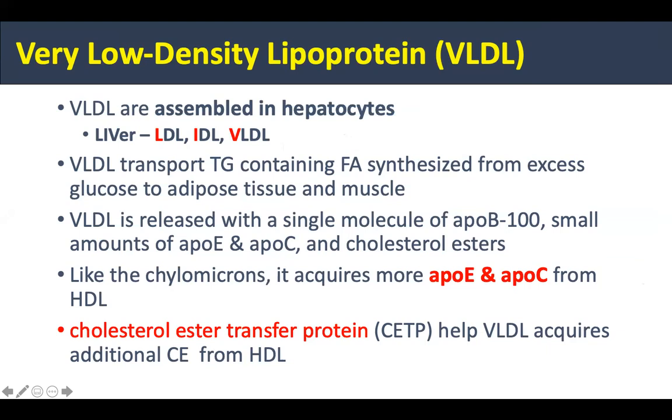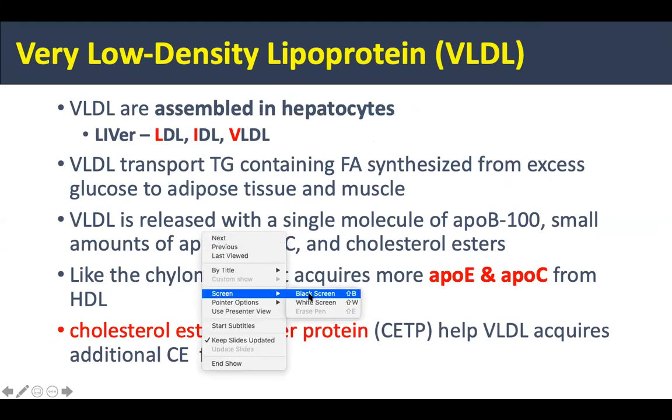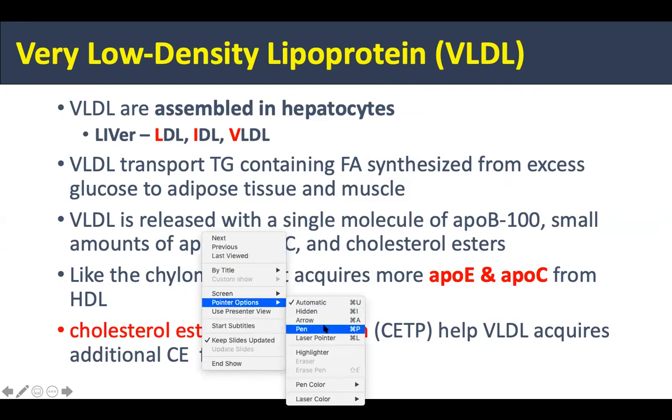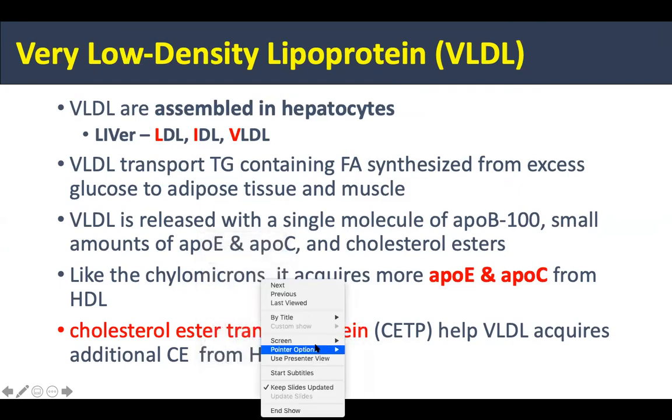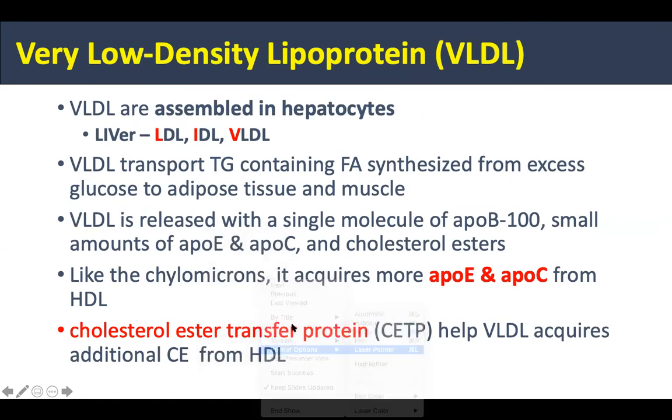I'll go back to lecture now. Yeah, so I told you the function of CETP. Somebody asked a really good question. We don't like CETP because it's moving the cholesterol from the good lipoprotein, which is HDL, and moving it to the bad lipoproteins, such as VLDL and LDL.